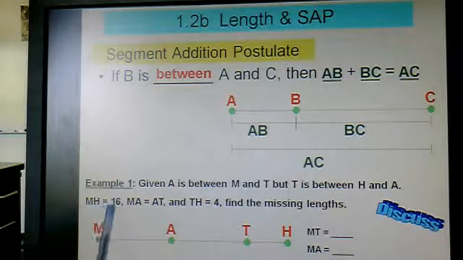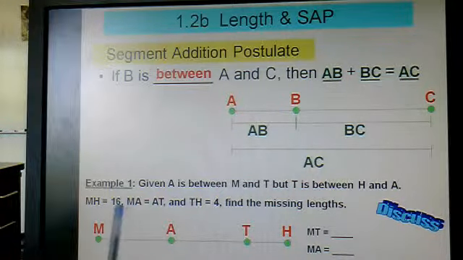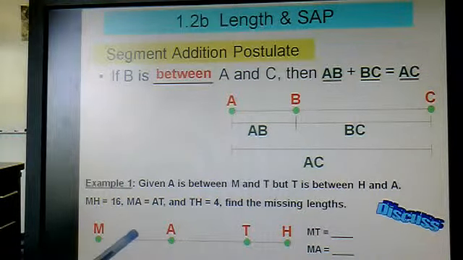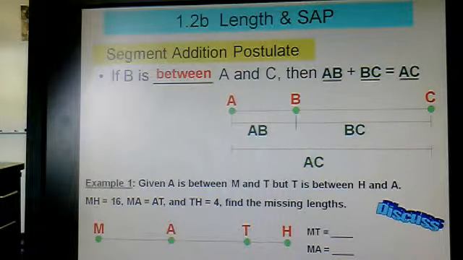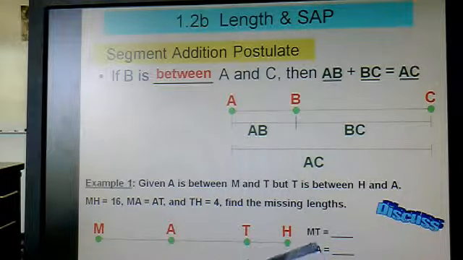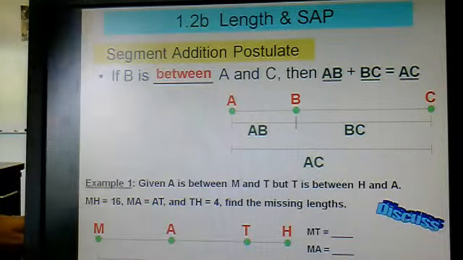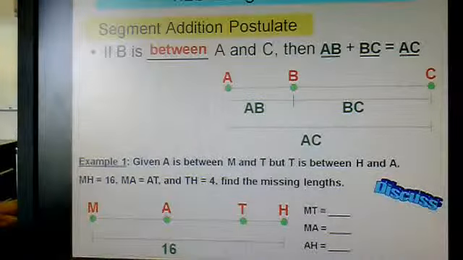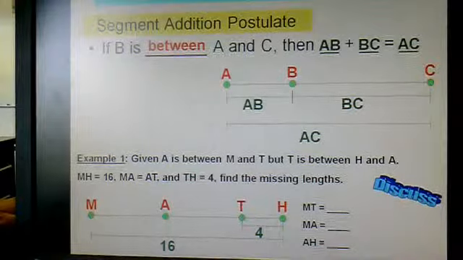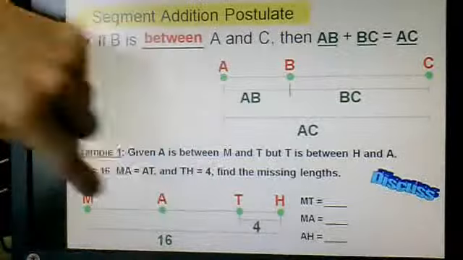Then I gave you some lengths. The distance from M to H, in other words this entire thing, is 16. The length of M to A, this piece, is equal to AT. This is not necessarily drawn to scale, but this length is equal to that length. And the last one, this little piece, is 4. Then there are 3 little parts on your paper I'm asking you to find: the length of MT, the length of MA, and the length of AH. These are pretty simple. The entire thing is 16, and I know the little one is 4. It's pretty obvious that the leftover piece is 12. And we said these are equal, so they're both 6.